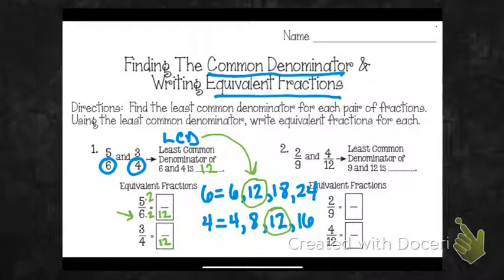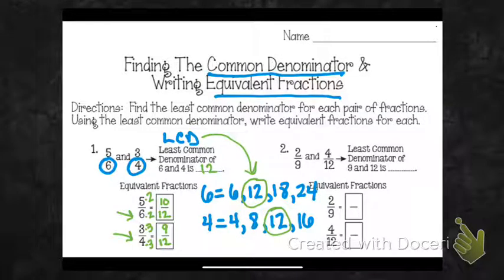So 5 times 2 is 10. Good. So the equivalent fraction there is 10/12. Then for your second fraction, again, what do you multiply 4 by to make it 12? 3. So times 3 on the numerator and the denominator. And 3 times 3 is 9.